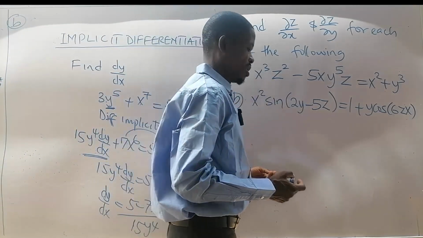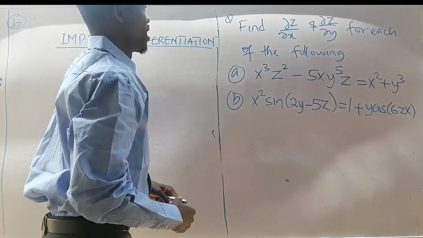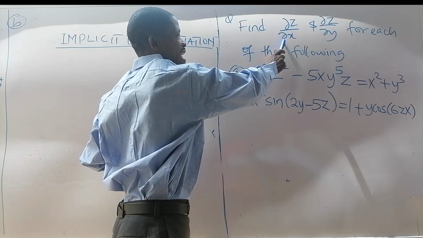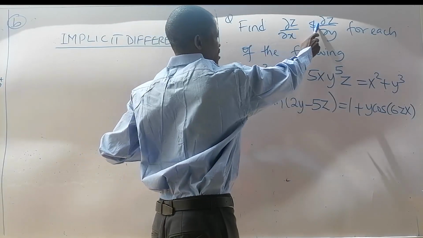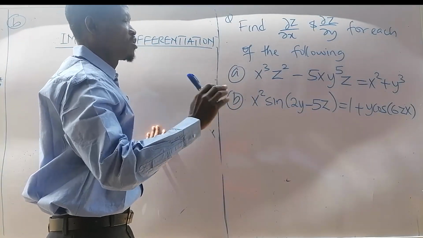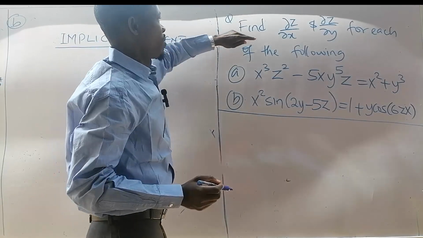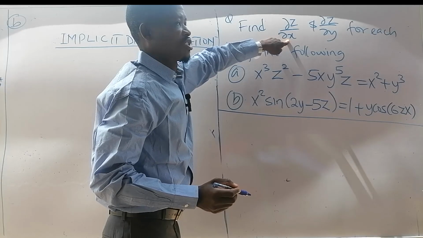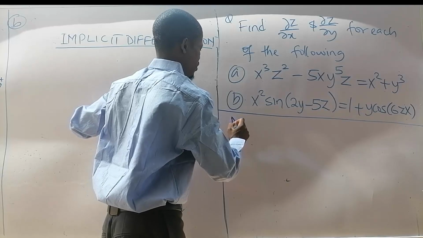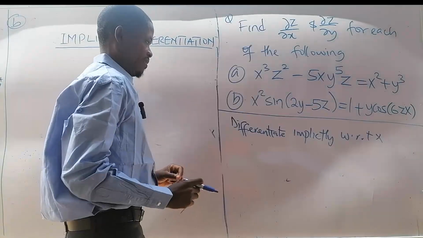Okay, but we want to look at a different case where we have multiple variables. And look at the question we have here. Find del z/del x and del z/del y for each of the following. If you check the first one, we're going to look at the first one. Since we are told to differentiate partially with respect to x, you do that. Differentiate implicitly with respect to x.